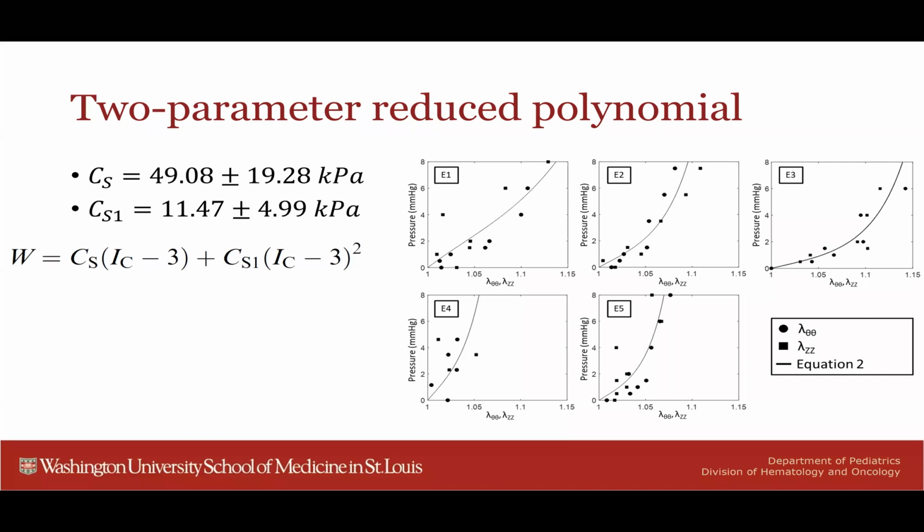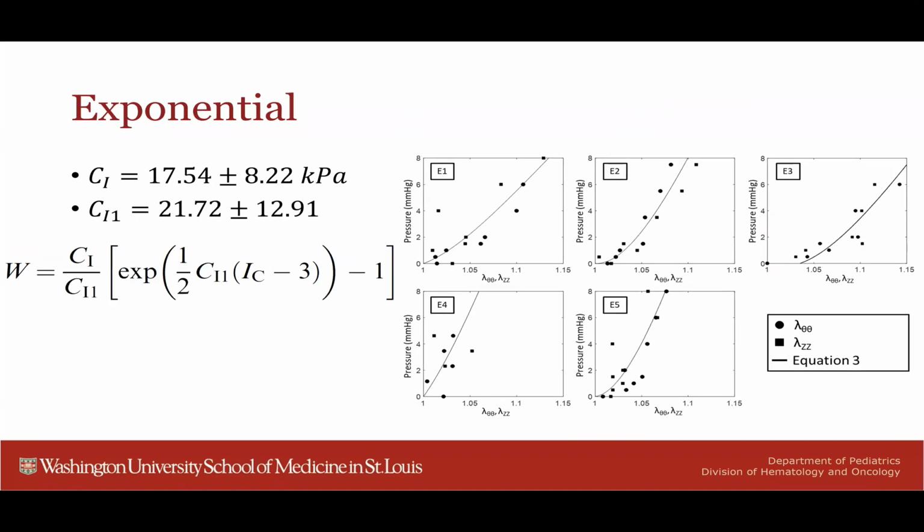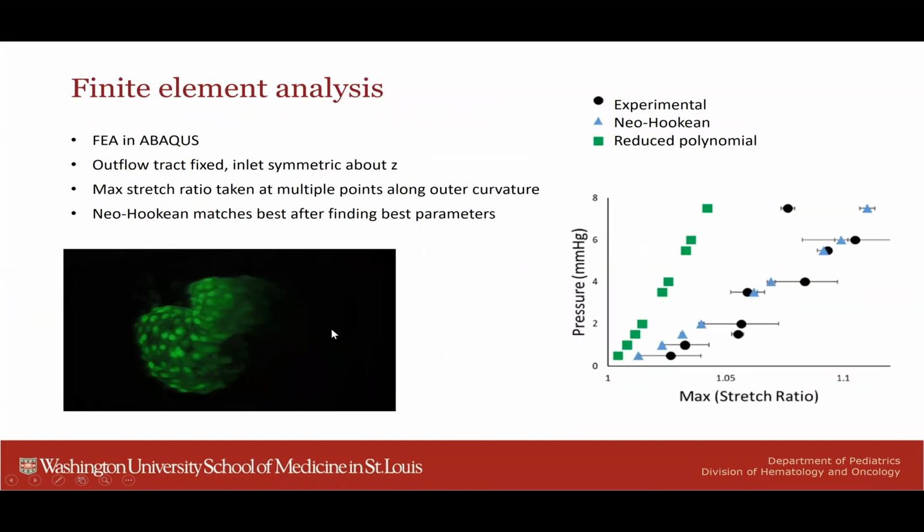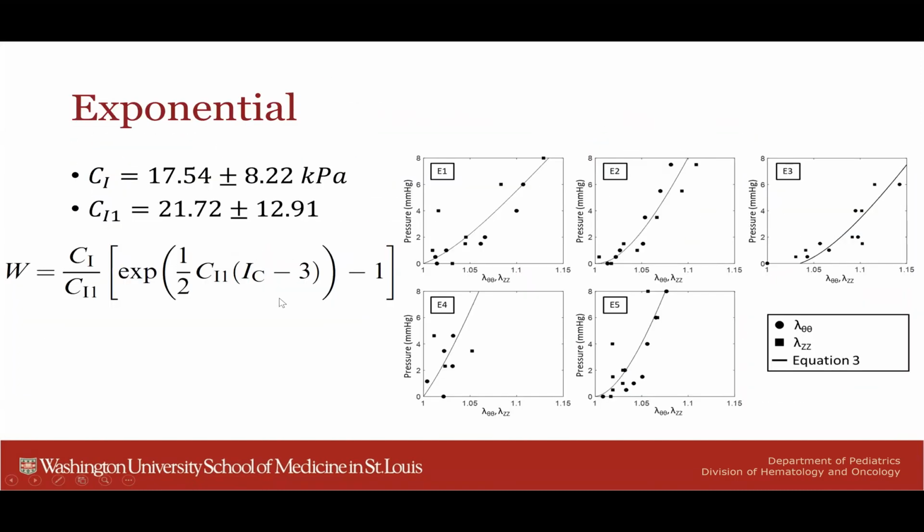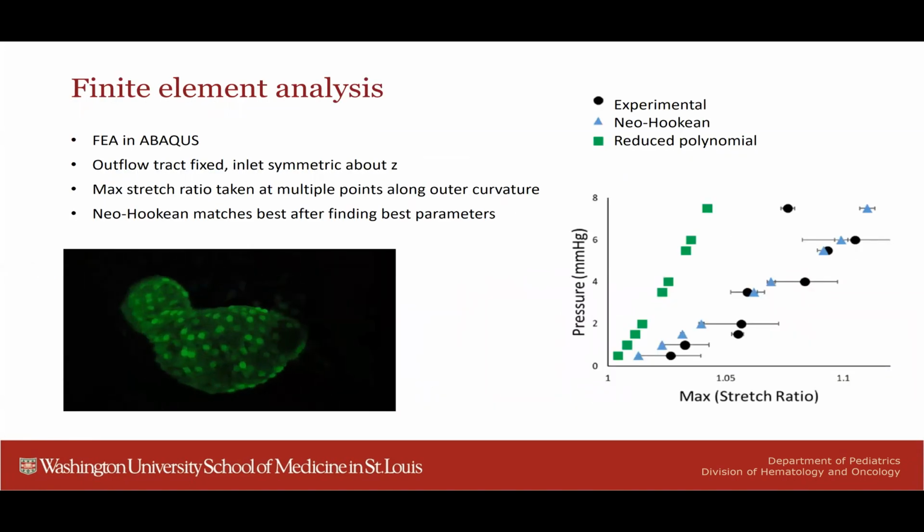We also found some properties for the 2-parameter reduced polynomial model. Here we found the first material constant to be about 49 kilopascal, the second to be about 11. And then for the exponential model, we found similar material constants of 17 kilopascal to 21 within the exponential. Overall, one thing we noted is that we're working at the tens of kilopascal range versus the earlier work that was done more at the Pascal range. So we're finding a much stiffer result from what was shown with the chick.